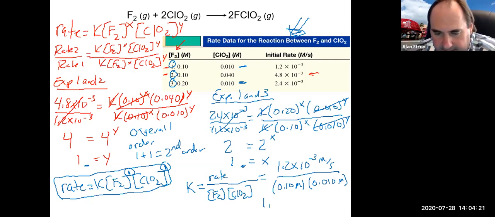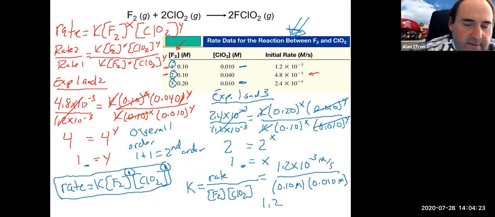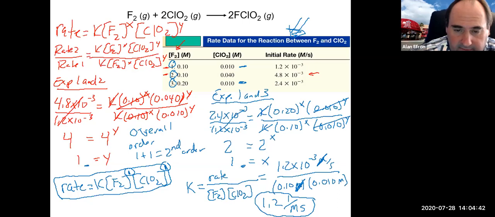Now, when we get this number, we also have some units that go with it. And units of rate constants are really important. So if you look at the units, this molarity here, for example, will cancel that molarity there. And we will end up with units of 1/molar seconds. Or if you want, you could write M^-1 s^-1, which is the same thing.